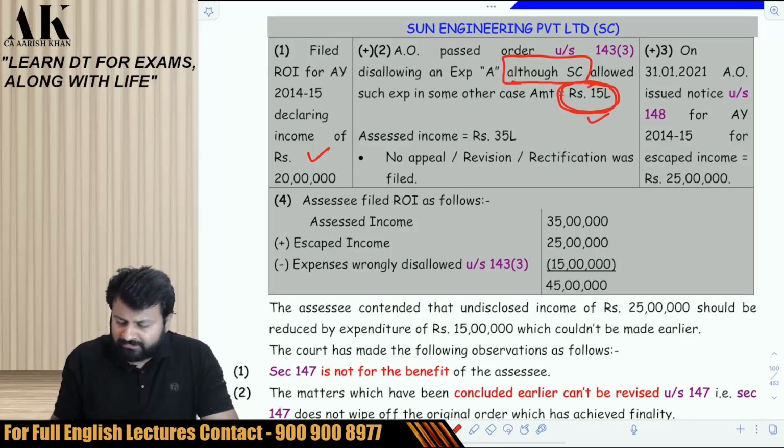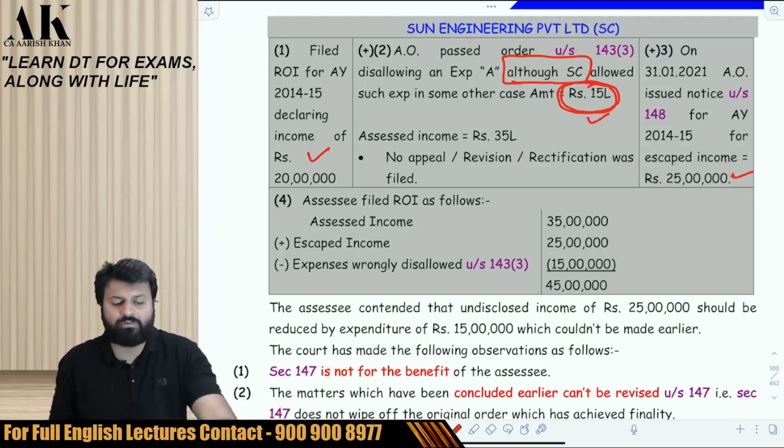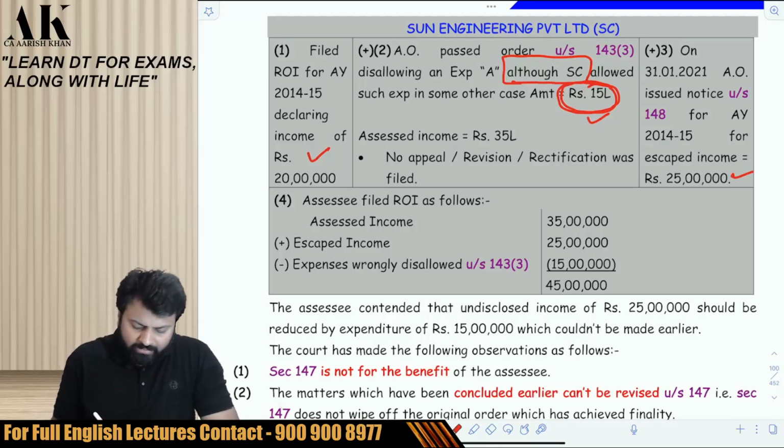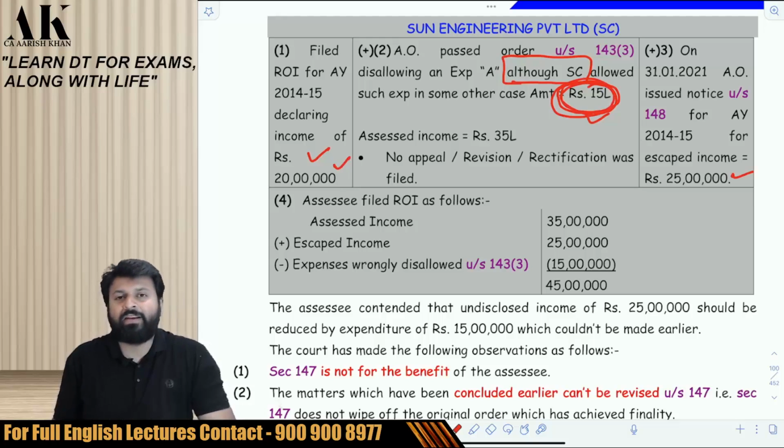So the AO added this 15 lakh rupees and made the assessment of how much? Assessment of 25 lakh rupees. Okay. Now pay attention, please, all of you. So earlier the assessee has declared an income of 30 lakhs or 20 lakhs. Then AO added unnecessarily 15 lakh rupees, which was allowed by Supreme Court. So my assessment is done at 35 lakhs.